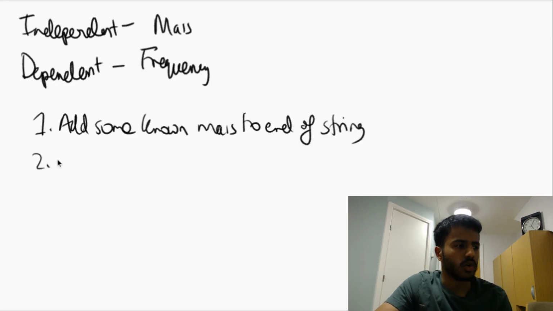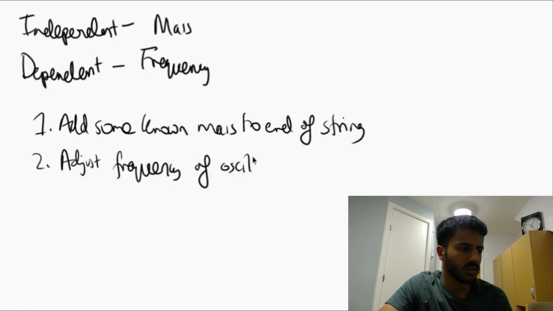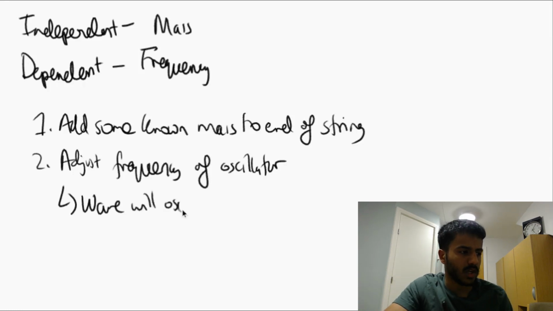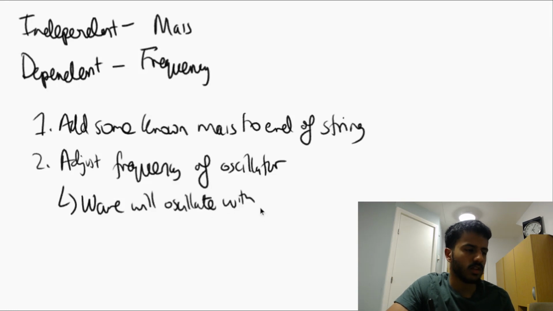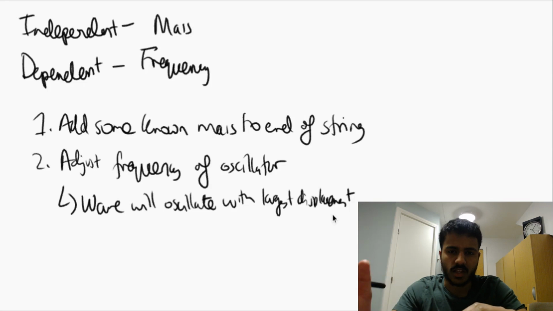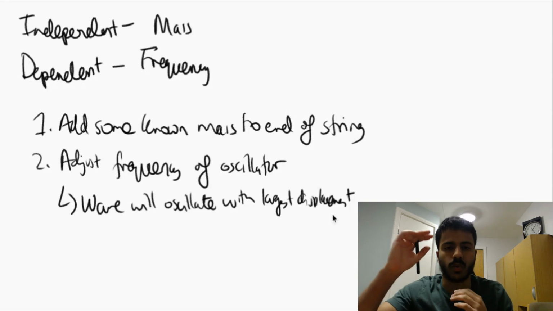And then you're going to adjust the frequency of the oscillator such that the wave that is produced on the string has maximum amplitude. What that means is the wave will oscillate with largest displacement. The frequency that you're looking for: if you go higher than this frequency, the amplitude will decrease, and if you go lower than this frequency, the amplitude will also decrease. You're trying to find the frequency at which there is maximum amplitude.